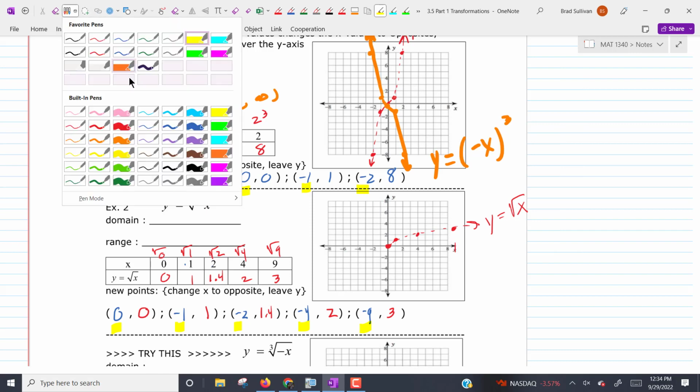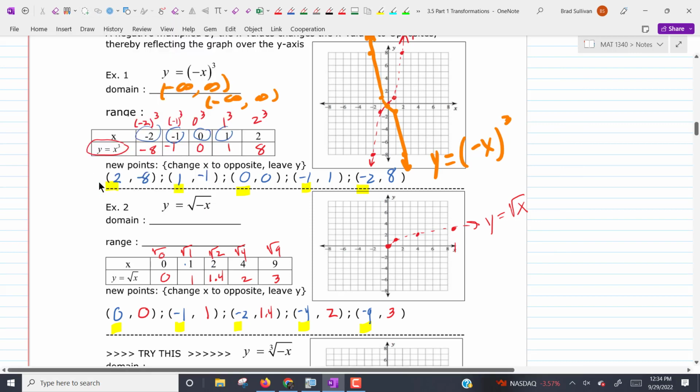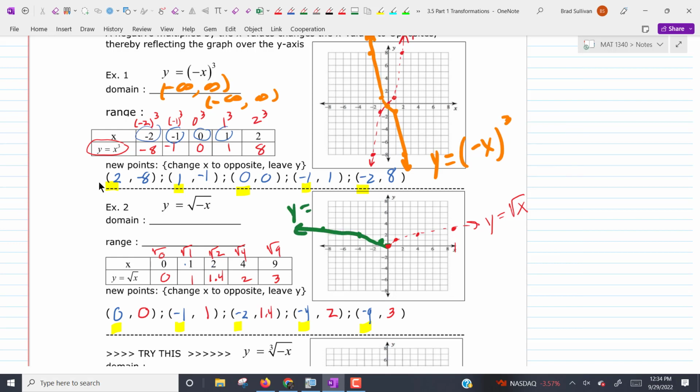Now if we go through and graph this, we have the point 0, 0, still the same point. We have negative 1, 1. You have negative 4, 2. Then you have like negative 9, 3, like that. Then just kind of connect the dots. So that's y equals square root of negative x. So what happened to these x values? They all went to opposites. If you take your graph and fold it over the y-axis, this matches that, doesn't it? That's what we mean by reflection across the y-axis.